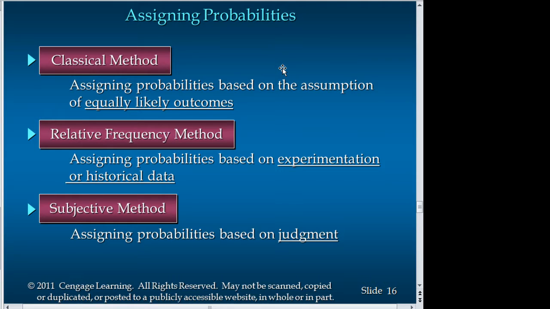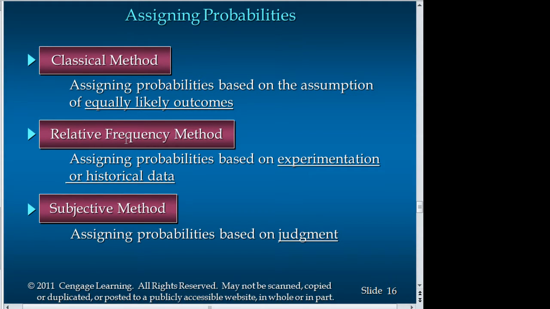Okay, so how do you assign probability? Well, there are several different techniques and several different ways of assigning probability. A classical way would be assigning probability based on the assumption of equally likely outcomes. For example, when you flip a coin, what's the probability of getting head? Well, it's 50%. How do you know? Well, it's based on this, right? You assume equally likely outcomes, you have only 2 chances, so it's going to be 50% head.